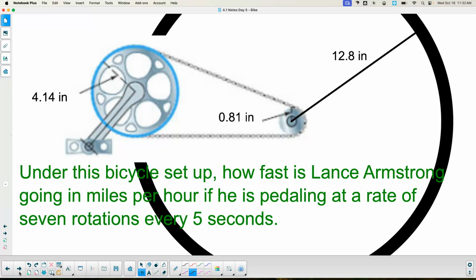Under this setup, how fast is Lance Armstrong going in miles per hour if he is pedaling at a rate of 7 rotations every 5 seconds? Okay. So let's talk about bikes, since we struggled with this a little bit yesterday.